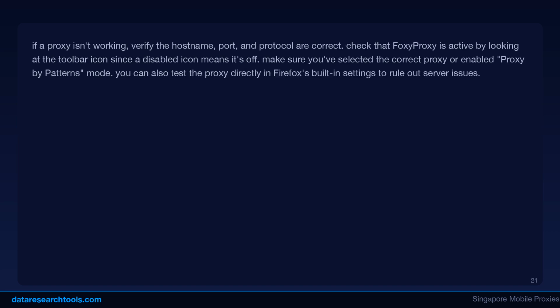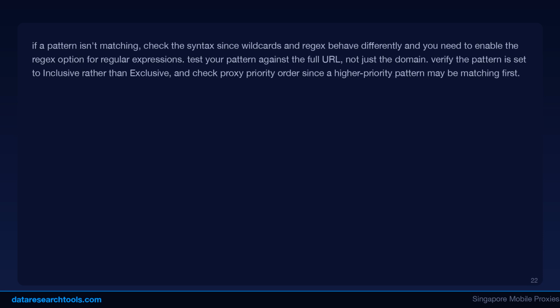If a proxy isn't working, verify the hostname, port, and protocol are correct. Check that FoxyProxy is active by looking at the toolbar icon, since a disabled icon means it's off. Make sure you've selected the correct proxy or enabled Proxy by Patterns mode. You can also test the proxy directly in Firefox's built-in settings to rule out server issues.